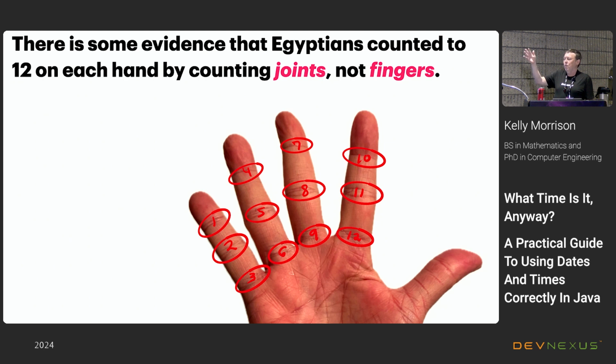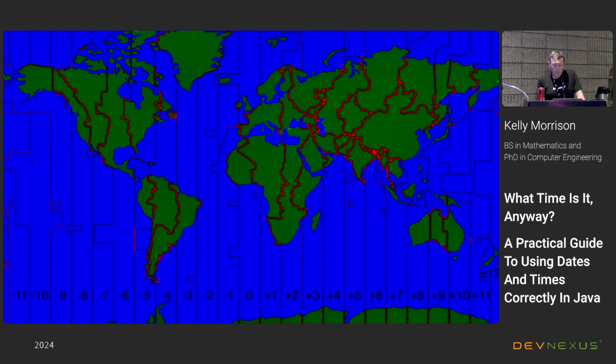So 12 was very natural for them. And there were other reasons. They had a constellation of 12 stars that were important to them. But basically 12 was very important to them. So they tended to break things into 12s. And we can still see that today. If you look at the Earth, it's split into 24 time zones. Each one's basically an hour. So this dates all the way back to some poor guy saying, hey, I can count to 12 on my hand.